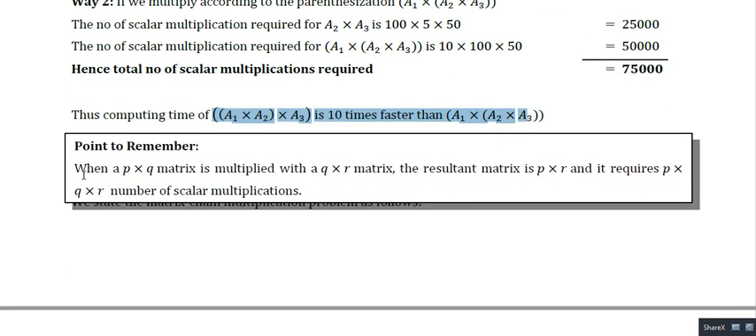Already told you, when a p cross q matrix is multiplied with a q cross r matrix, the resultant matrix is a p cross r matrix, and it requires how many scalar multiplications? p into q into r, right?